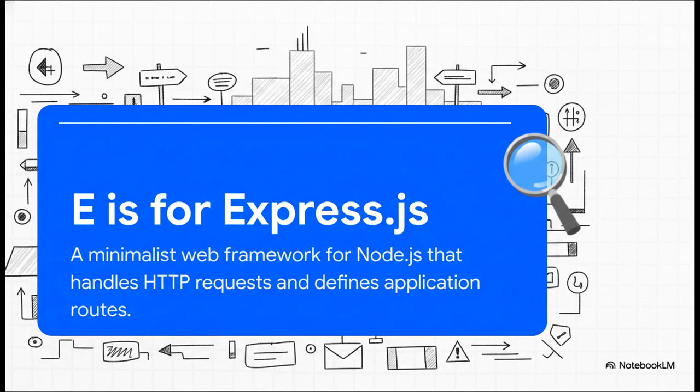The E stands for Express.js. Now, think of Express as the air traffic controller for your app's backend. It's this super lightweight framework that sits on your server, and its whole job is to manage all the incoming requests and tell your application exactly what to do with them. It's the brains of the operation.